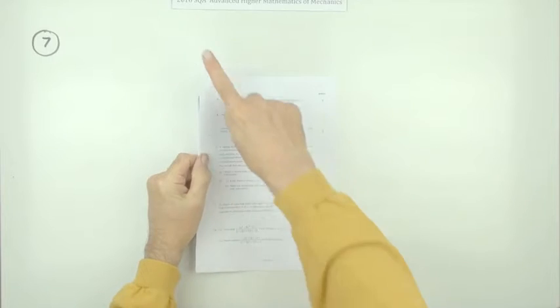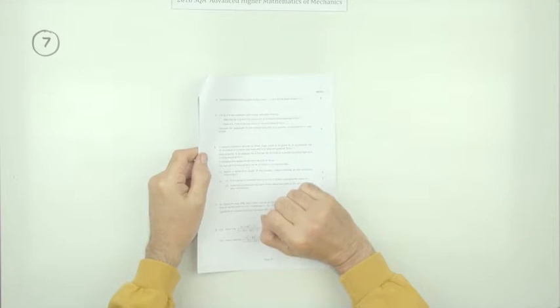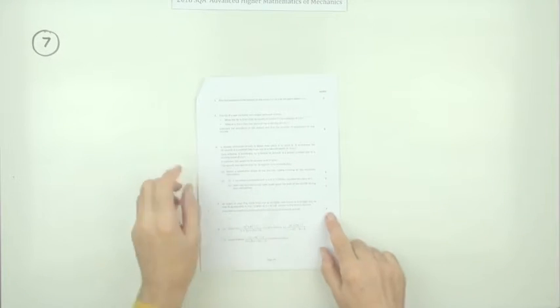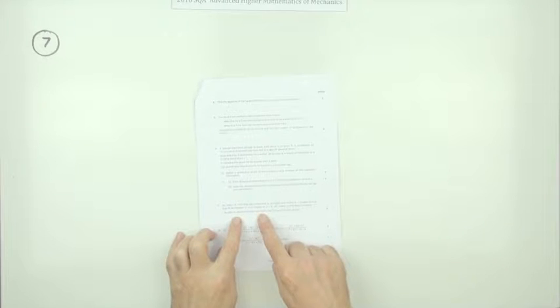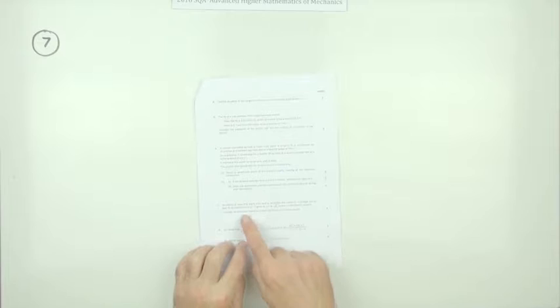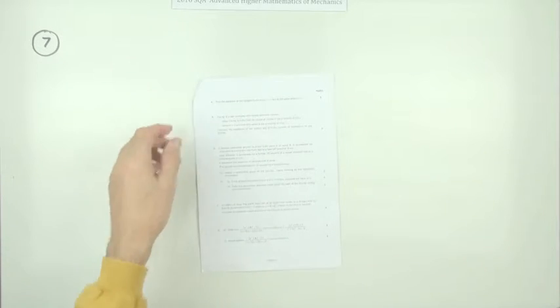Number 7 then, from the 2016 Advanced Higher Mathematics of Mechanics. What have we got here? Maximum speed and kinetic energy. And it's given acceleration. Acceleration, you've defined speed, etc. Right, what does it say?